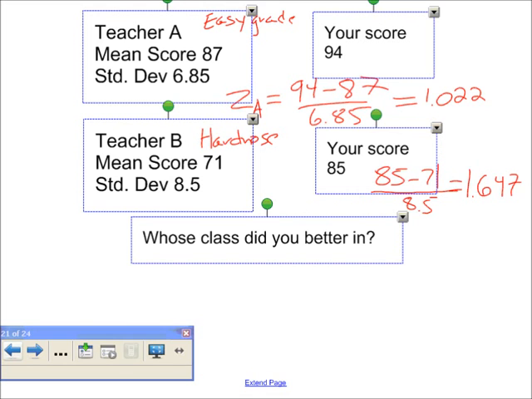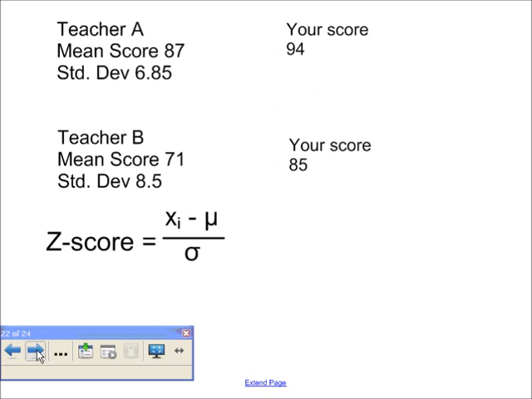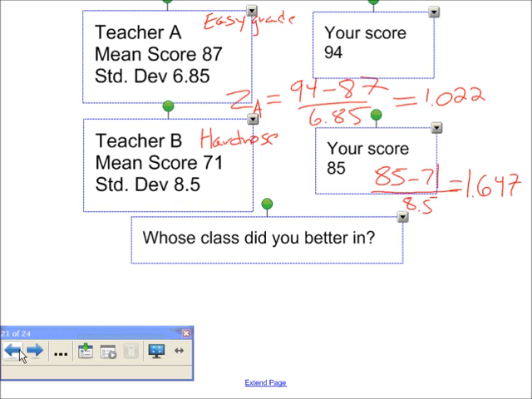Now, what do those numbers represent? Well, your z-score is how many standard deviations an individual thing was above the mean. So in Mr. Easy Grade's class, you did better than the rest of the class, but you did one standard deviation better than the class. In Miss Hardnose's class, you did 1.647 standard deviations better than the class. So you were better, and better compared to the rest of your peers.